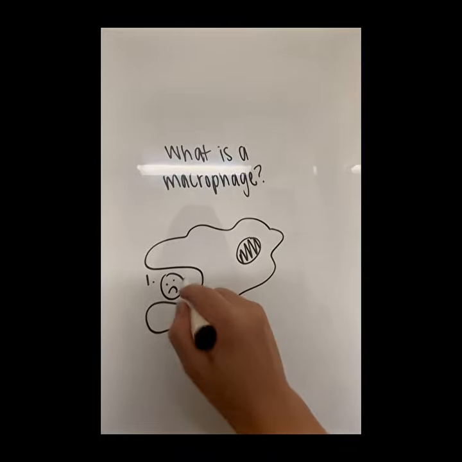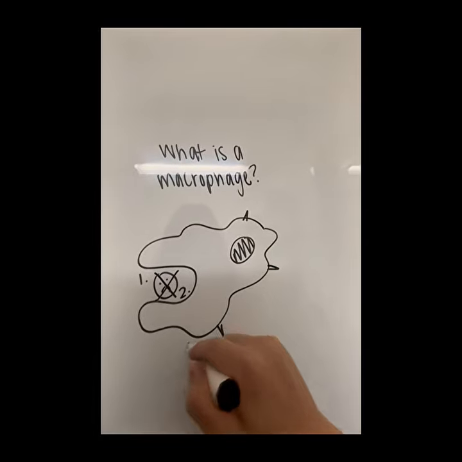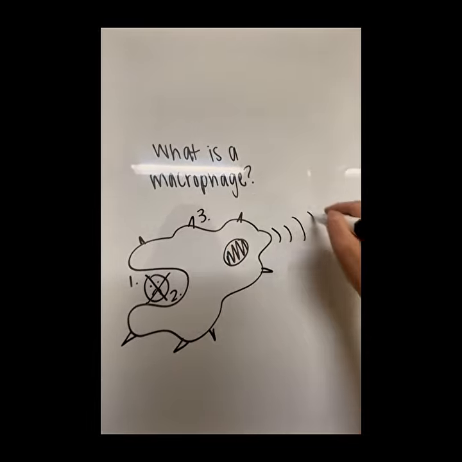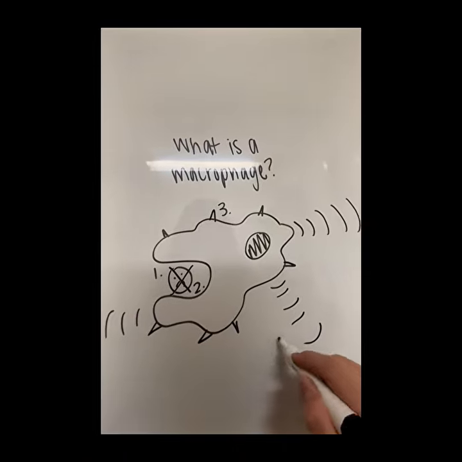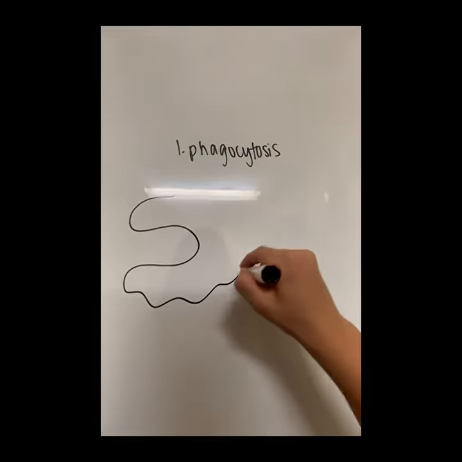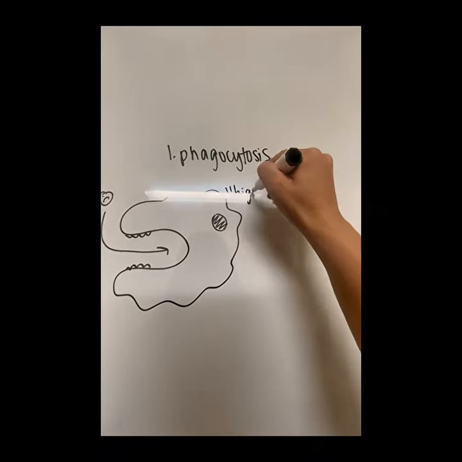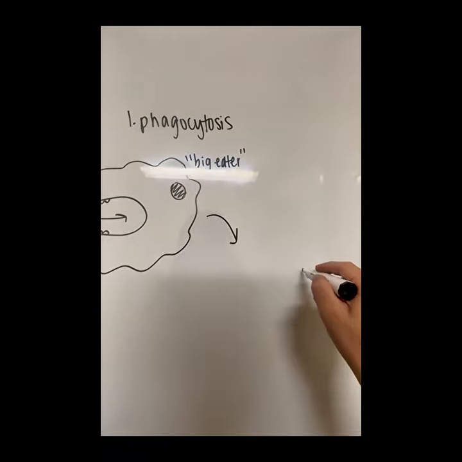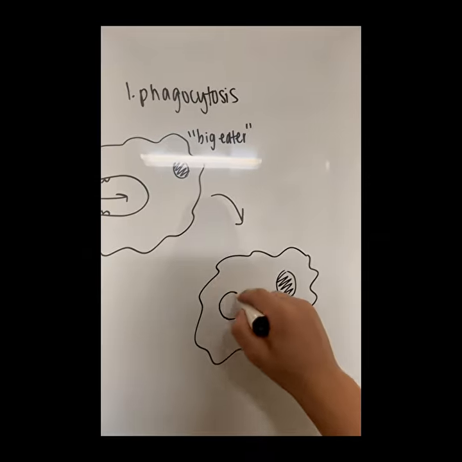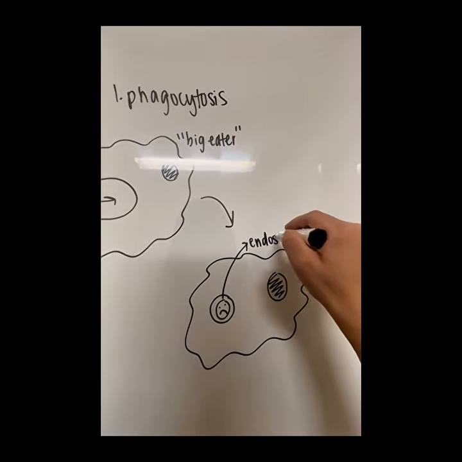In this video, we'll discuss four main purposes: phagocytosis, bactericidal mechanisms, antigen presentation, and cytokine production. We'll start with phagocytosis, which is the engulfment of foreign materials such as bacteria. This is where the macrophage got its name, which means big eater. When engulfed, the cell stores this foreign material in a little bubble called an endosome.